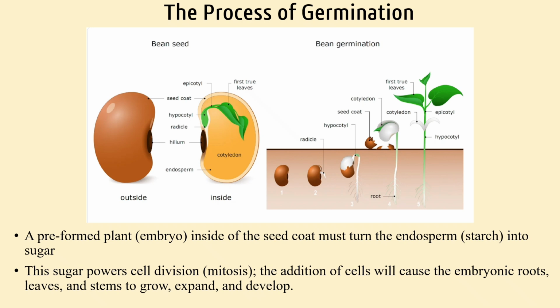We discussed the process of germination, how germination takes place. In every seed, a tiny preformed plant is present, which is called the embryo. This embryo is protected by the seed coat, which is a tough outer layer.